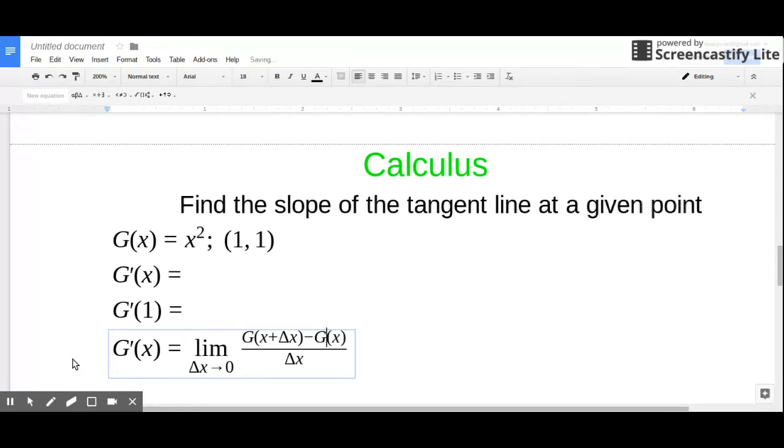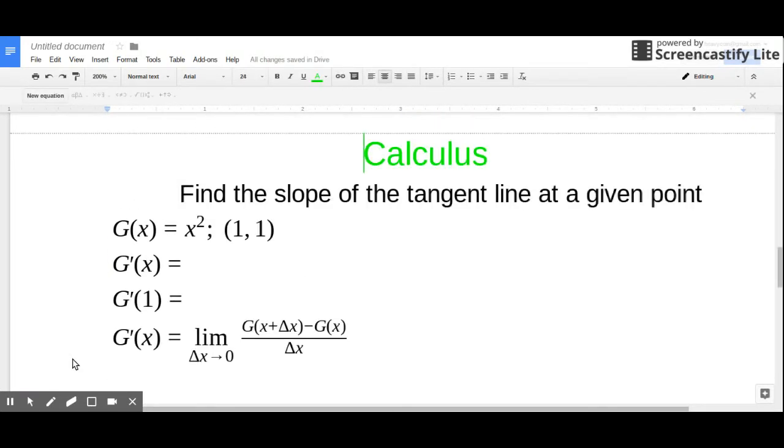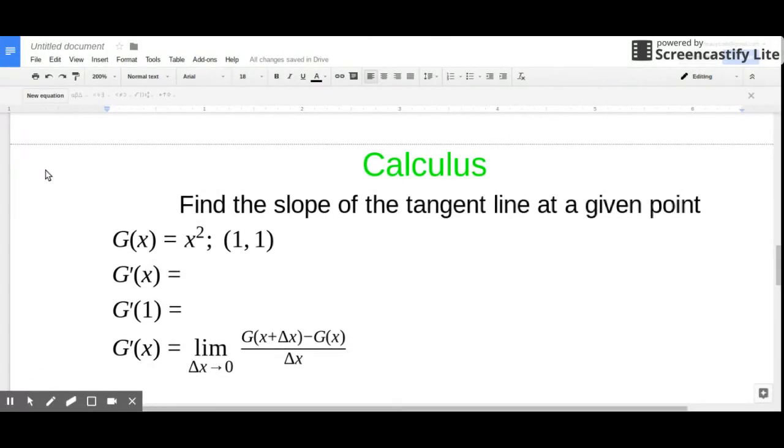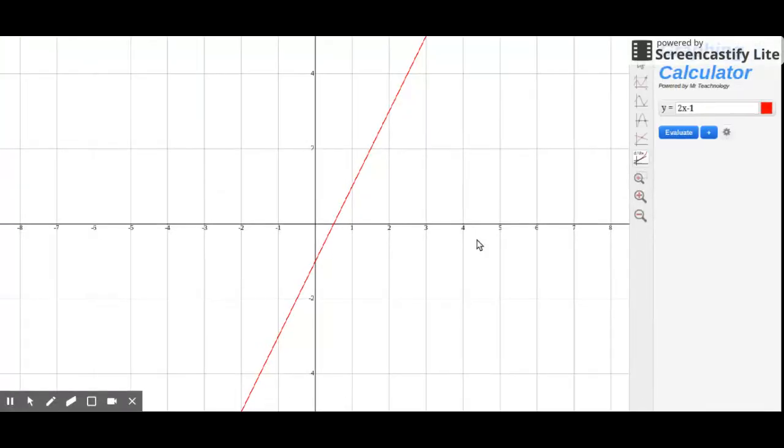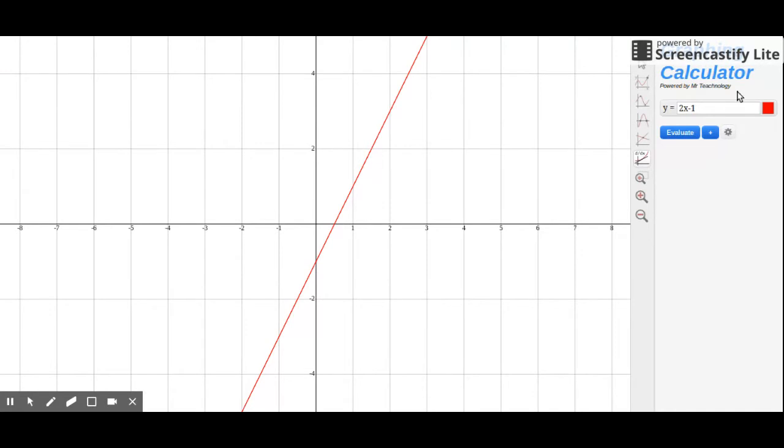I think what we'll do now is bring up a picture. I should note that here we're using this graphing calculator I got from the web Chrome store, Mr. Technology it says. I like it because it gives us the tangent line and the slope of the tangent line at the given point.